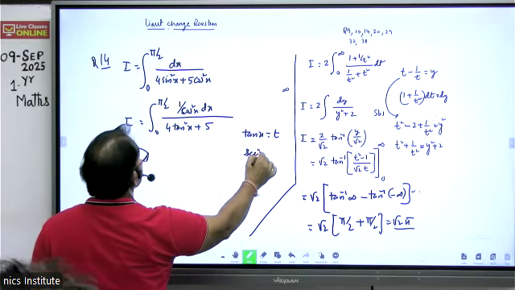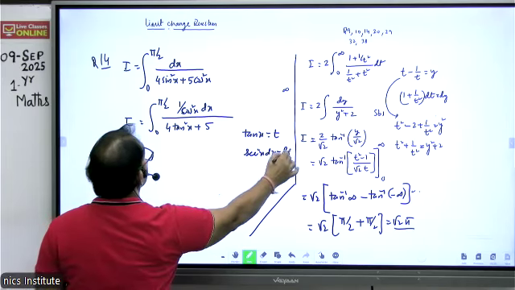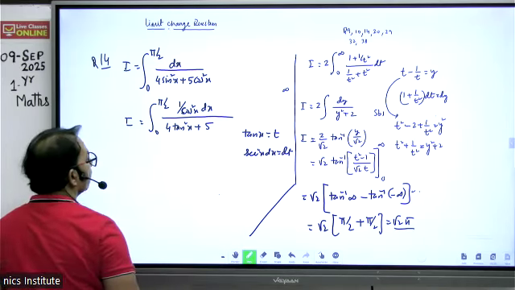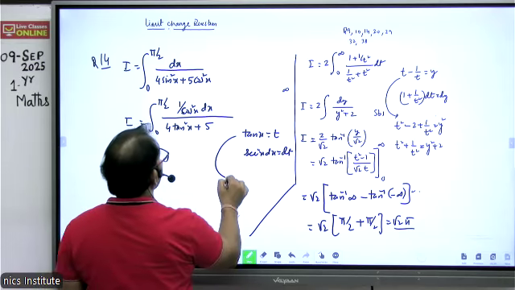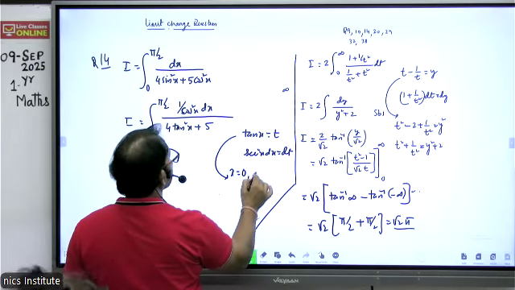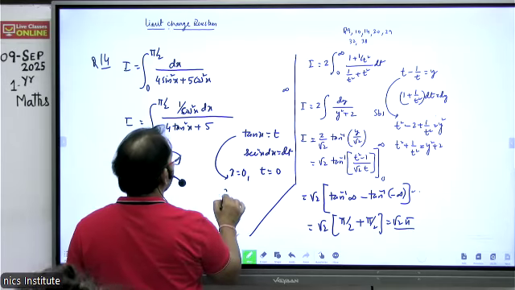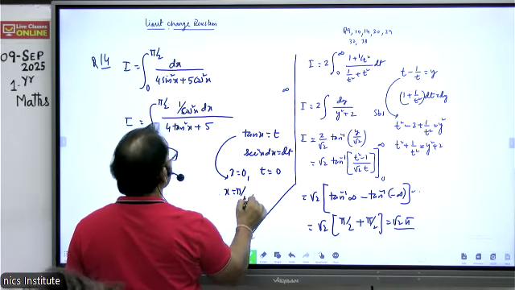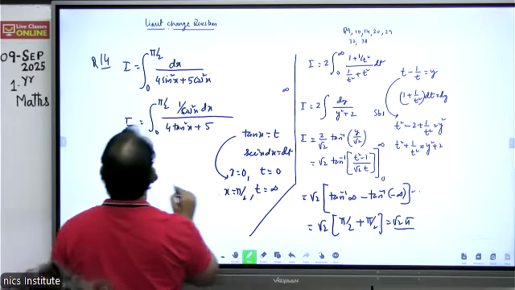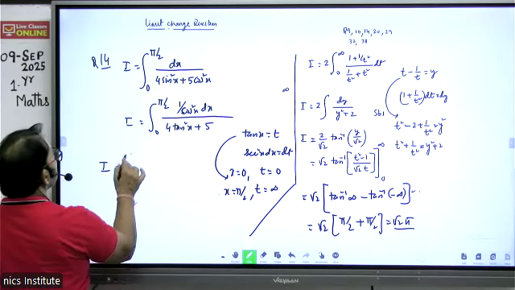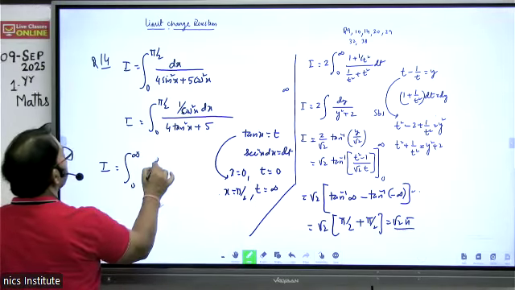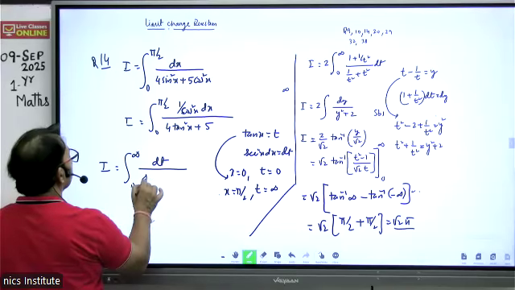So sec square x dx is equal to dt. And you change the limits also accordingly. How do you change the limit? When x is 0, tan 0 is 0, t would be 0. When x is pi by 2, t would be infinity. So limits will be 0 to infinity, dt divided by 4t square plus 5.